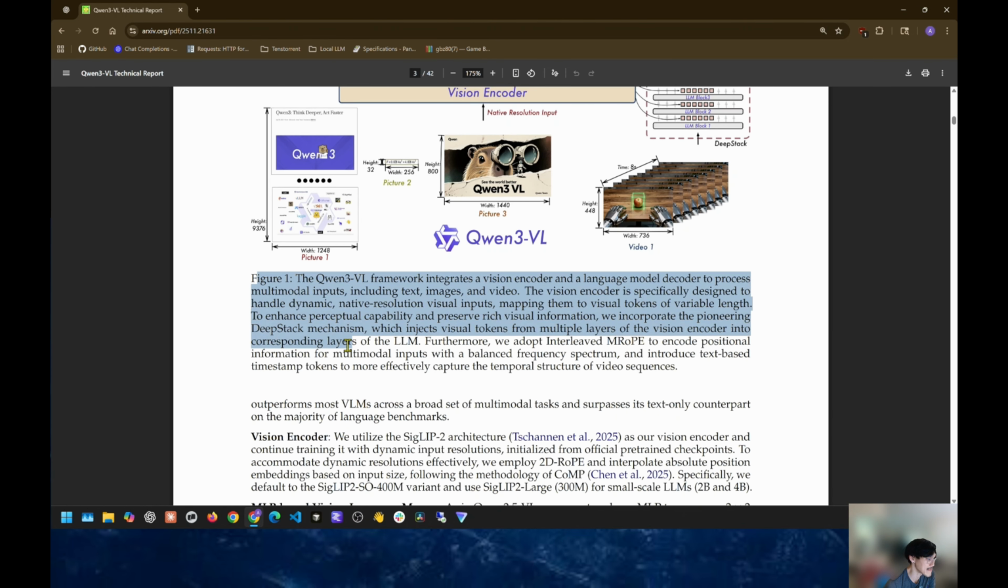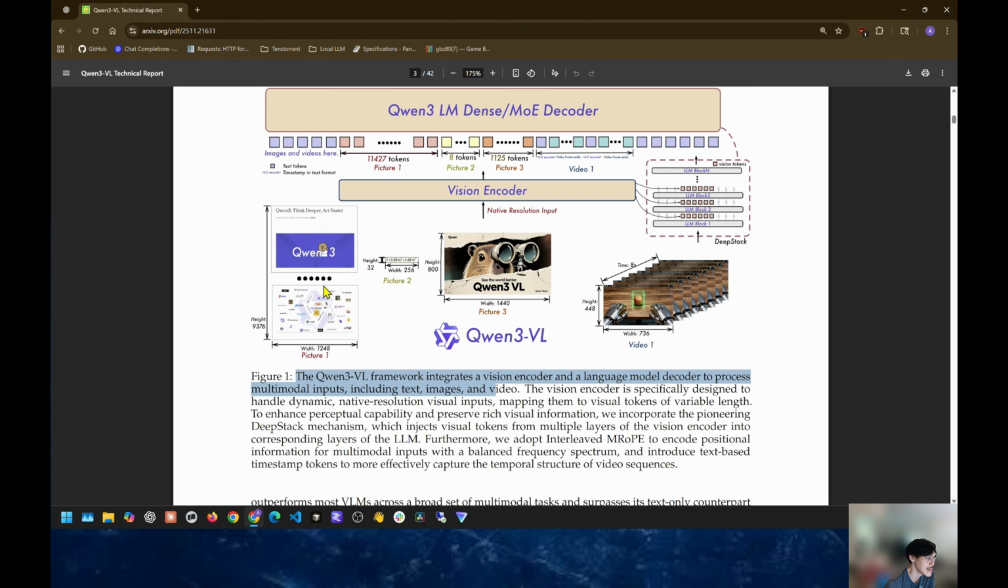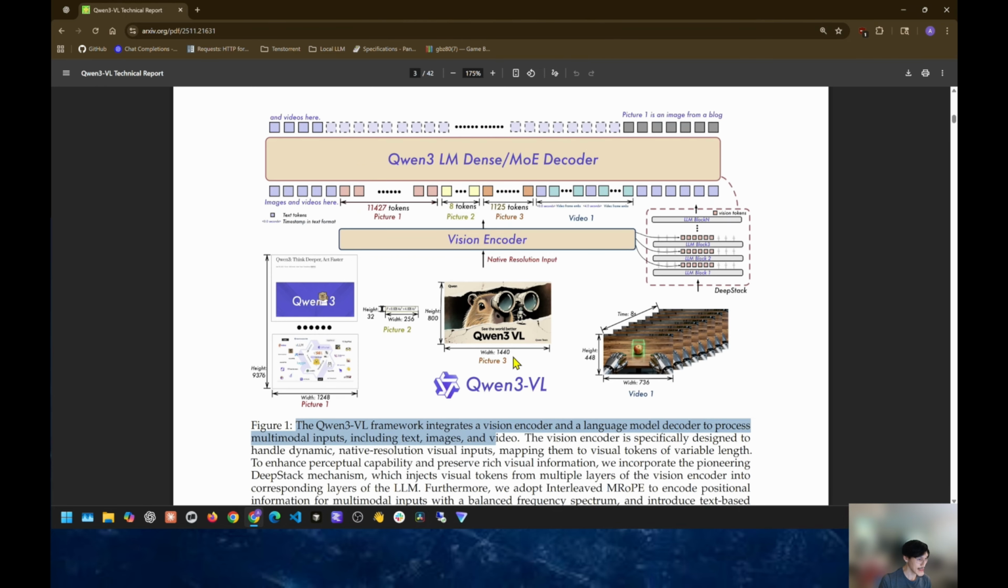Okay, so let's read the figure 1 first. Figure 1, the Qwen3 VL framework integrates a vision encoder and a language model decoder to process multimodal inputs, including text, images, and video. So let's see. Images, video, image. Okay, so we receive all this. It goes into the vision encoder, and I think it gets interleaved with all the pictures first, and then video, and then I guess text is coming after this.